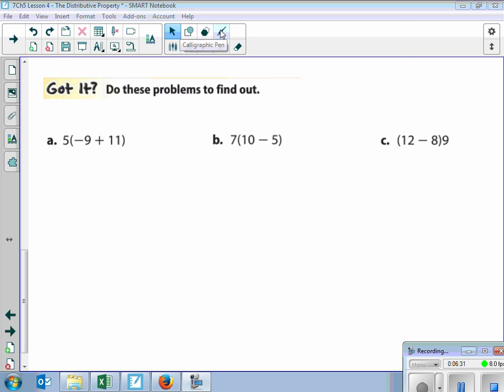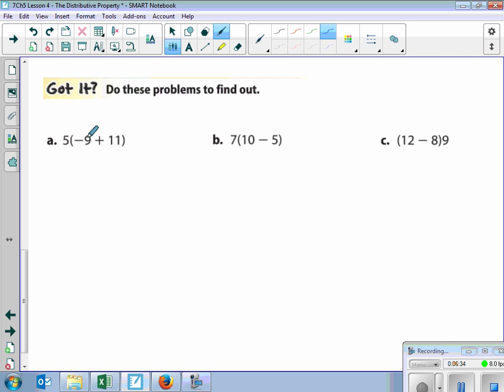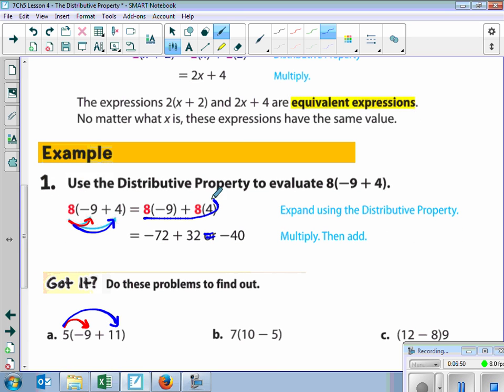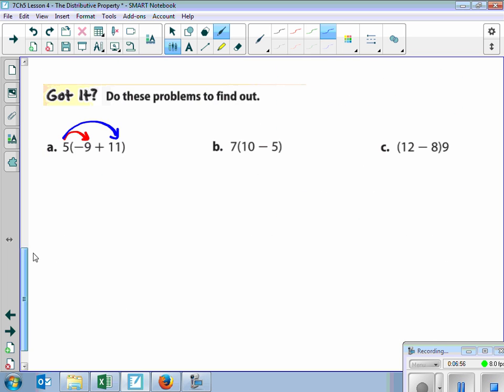Let's do these got it problems. So here we have 5 times the quantity negative 9 plus 11. We're going to take the 5 on the outside and multiply it times everything on the inside of the parentheses. Now, I do want to let you know that you can do this part. You can just go straight from here to this. You can skip that part.